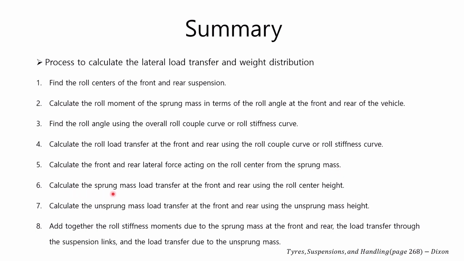Calculate the sprung mass load transfer at the front and rear using the roll center height. Calculate the unsprung mass load transfer at the front and rear using the unsprung mass height. Add together the roll stiffness moments due to the sprung mass at the front and rear, the load transfer through the suspension links, and the load transfer due to the unsprung mass.